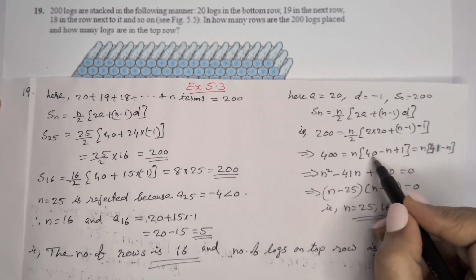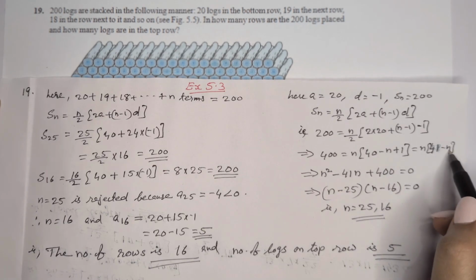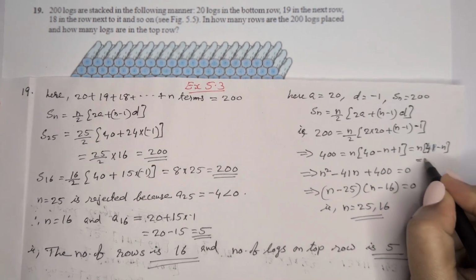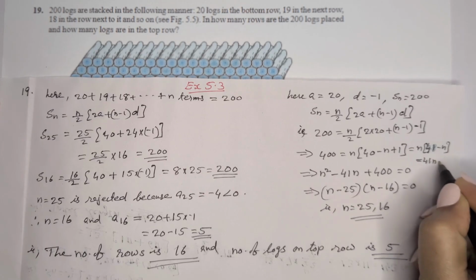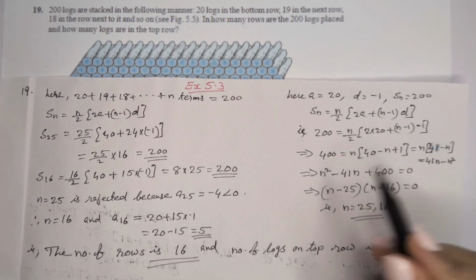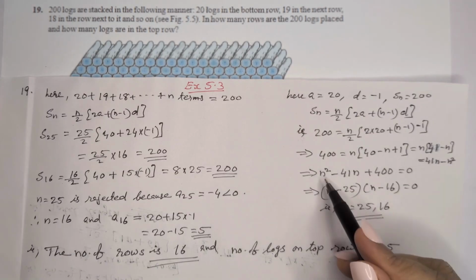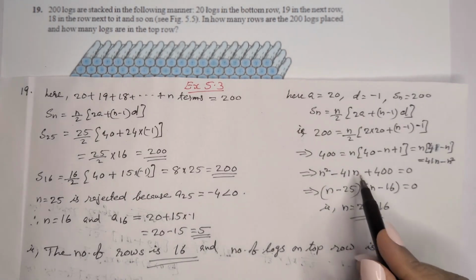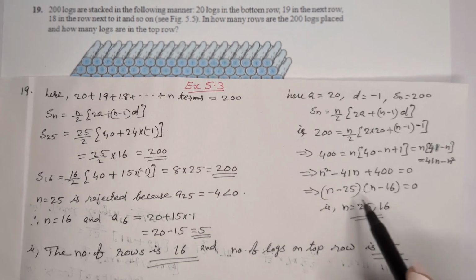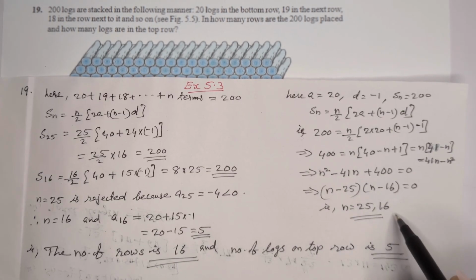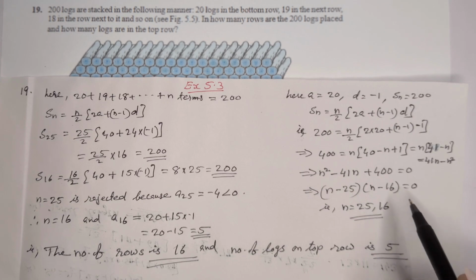So n into 41 minus n. Opening this bracket, we get 41n minus n square. Move that to the left side: n square minus 41n plus 400 is equal to 0. By splitting the middle term, n minus 25 into n minus 16 is equal to 0. So n is equal to 25 and 16.